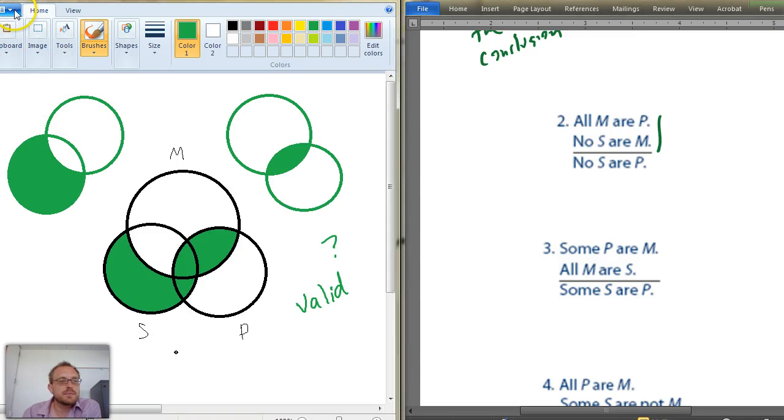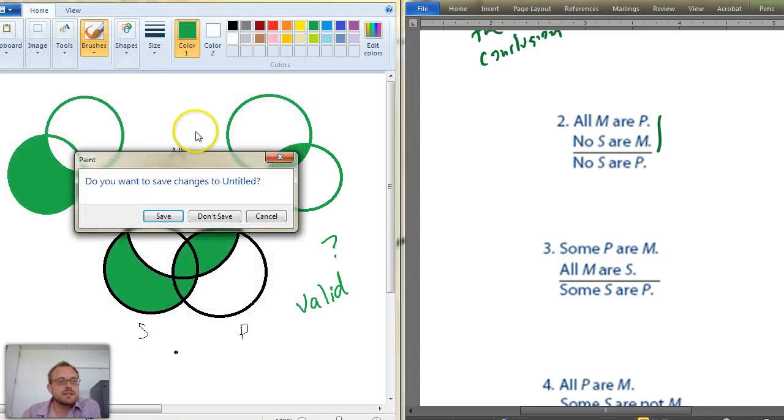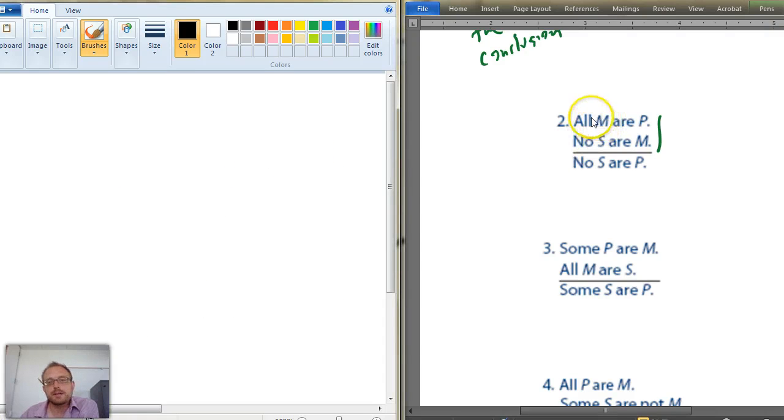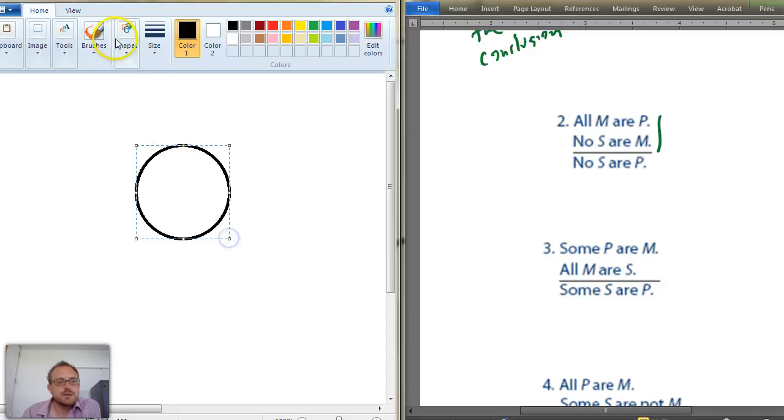So let me open up a new file here to make it a little nicer. We don't need to save that. Okay. So this time I'm not going to spend so much time laboriously doing it. Let's just draw our circles real quick here. So here's our middle term, we'll say. And then here's our, oops, here we'll move that down.